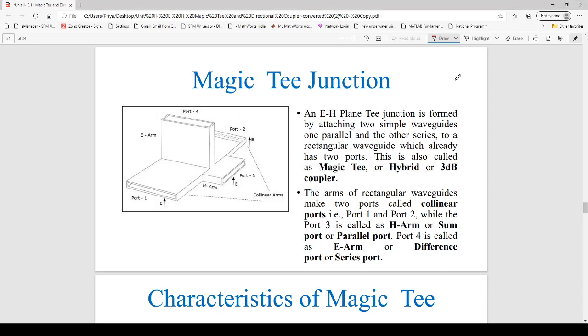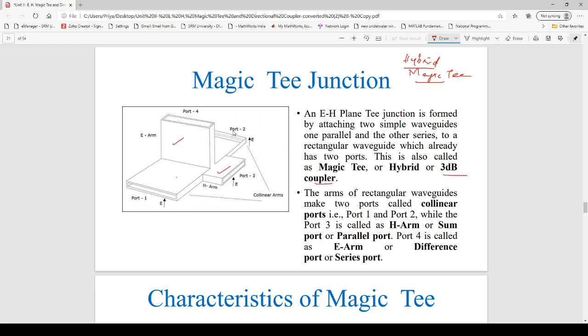Okay, so today we'll see the scattering matrix of the magic T. The magic T is also called the E-H plane T, or hybrid T. It is a combination of both the E plane and H plane. It can even be called a 3 dB coupler.